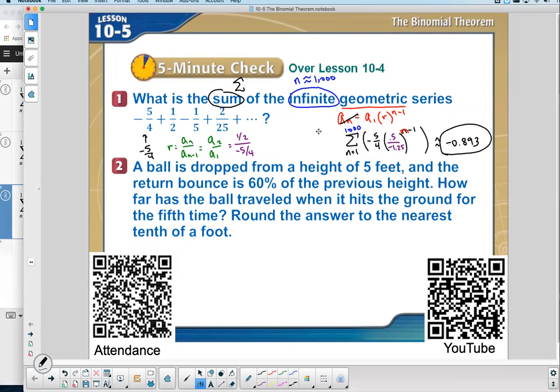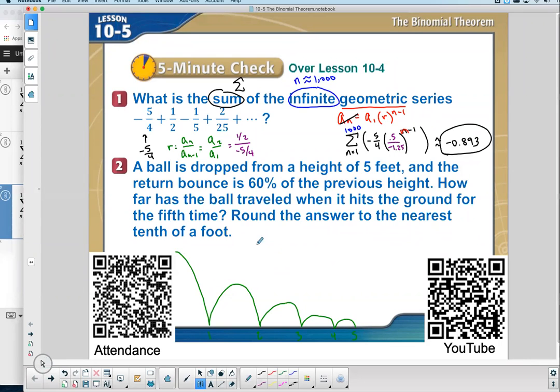Let's talk about number 2. It says a ball is dropped from a height of 5 feet and the return bounce is 60% of the previous height. How far has the ball traveled when it hits the ground for the 5th time? Round your answers to the nearest 10th of a foot. So imagine we have a ball up here and we drop it off this QR code. So it goes down, it bounces, 2 bounces, 3 bounce, 4 bounce, and then finally the 5th bounce. So we have bounce number 1, 2, 3, 4, and 5.